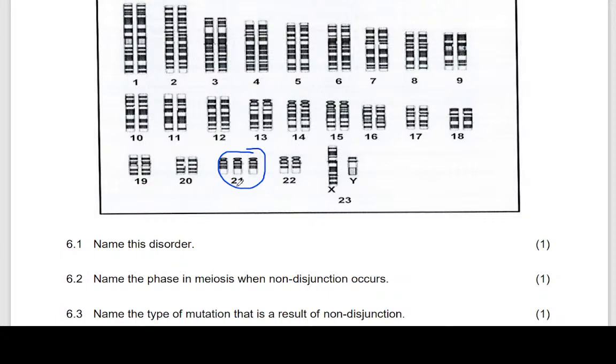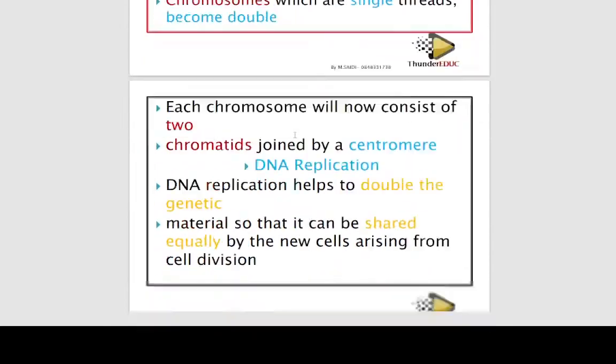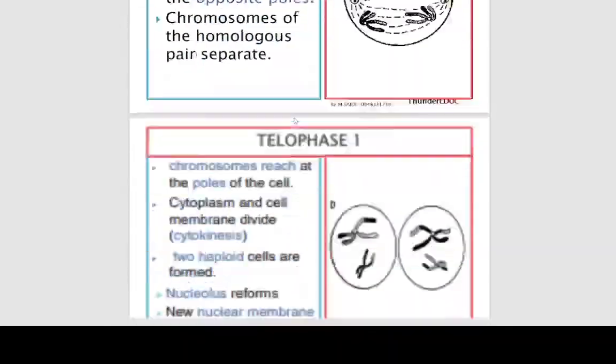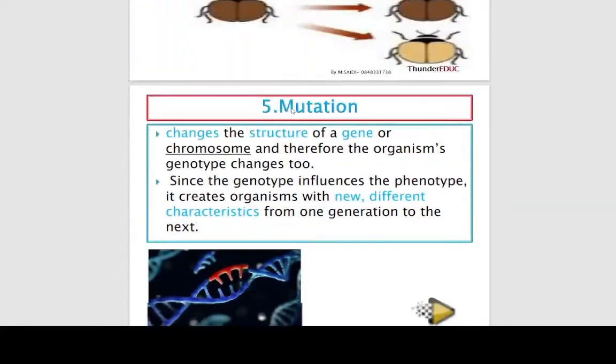This is Down syndrome. Down syndrome occurs on chromosome number 21 as a result of failure of the chromosomes to separate. When the chromosomes fail to separate during metaphase, then we call it Down's syndrome. During anaphase, we call it Down's syndrome. How do we explain it?